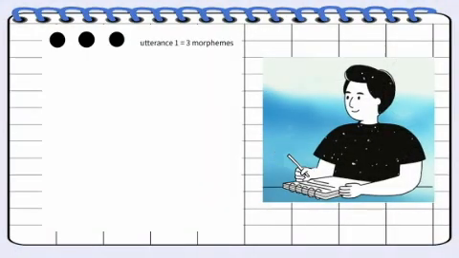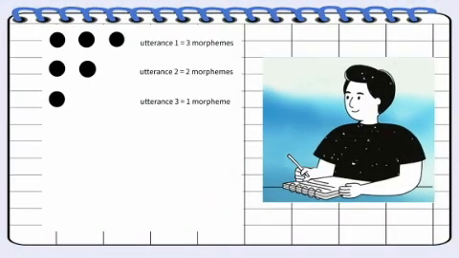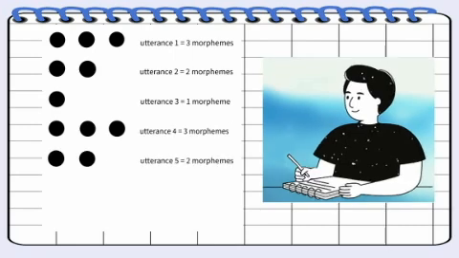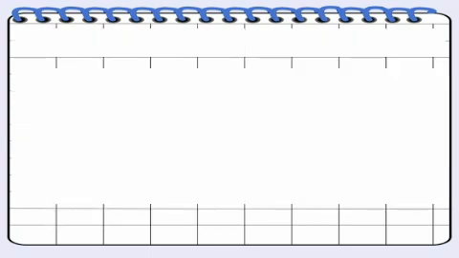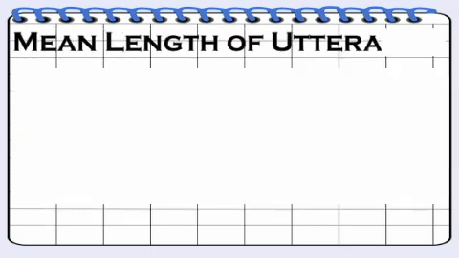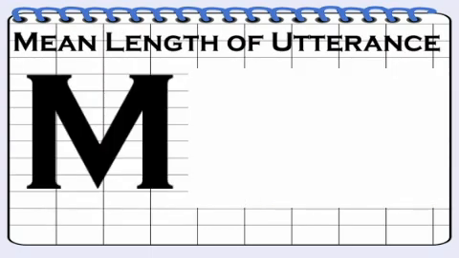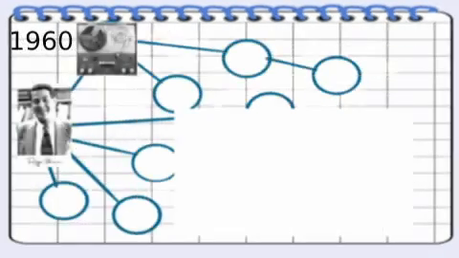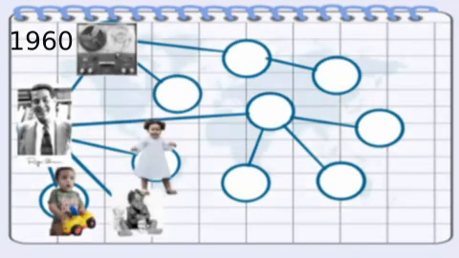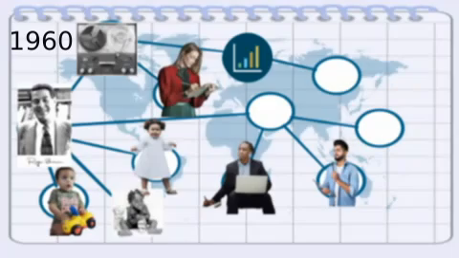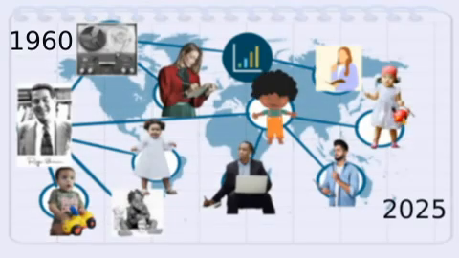Brown and his colleagues thought an efficient way to measure grammatical growth would be to compute the average length of toddler utterances in their language samples. They called this average mean length of utterance, abbreviated MLU. Since that time, the use of MLU has become widespread in both research and clinical practice.